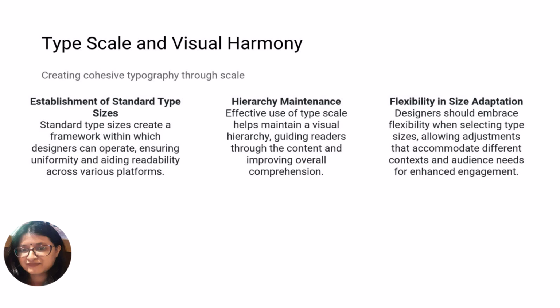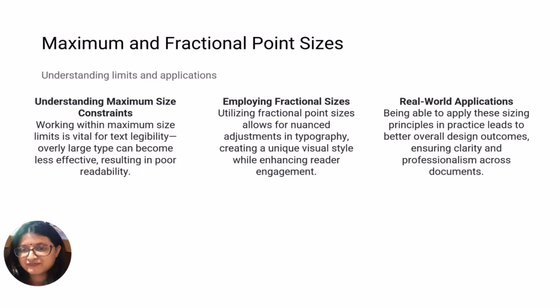In this section, we will examine the concept of type scale and its significance in achieving visual harmony. Standard type scales are an essential framework that designers rely upon to ensure a cohesive and readable design. We'll explore two critical aspects: how to maintain visual hierarchy and how to remain flexible in type size choices. Mastery of these principles allows for a sophisticated design that communicates effectively with its audience while accommodating various contexts.